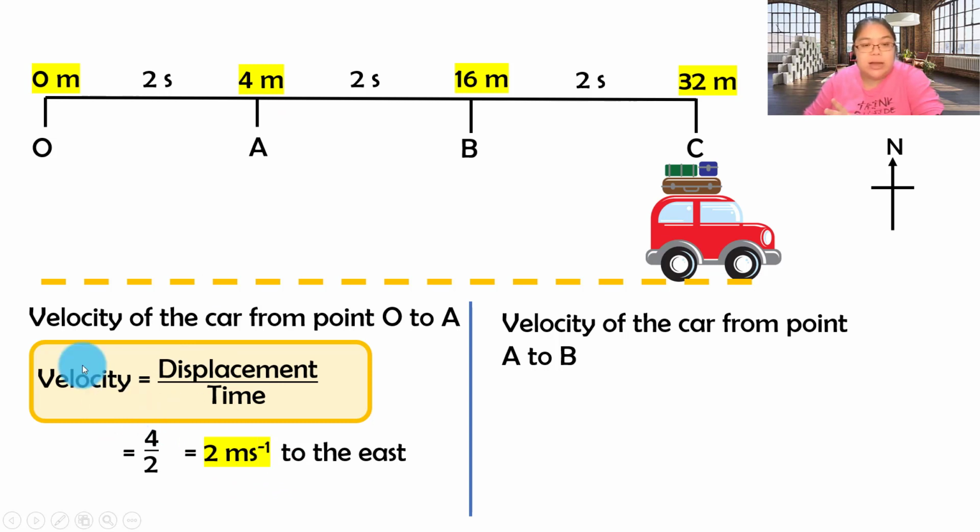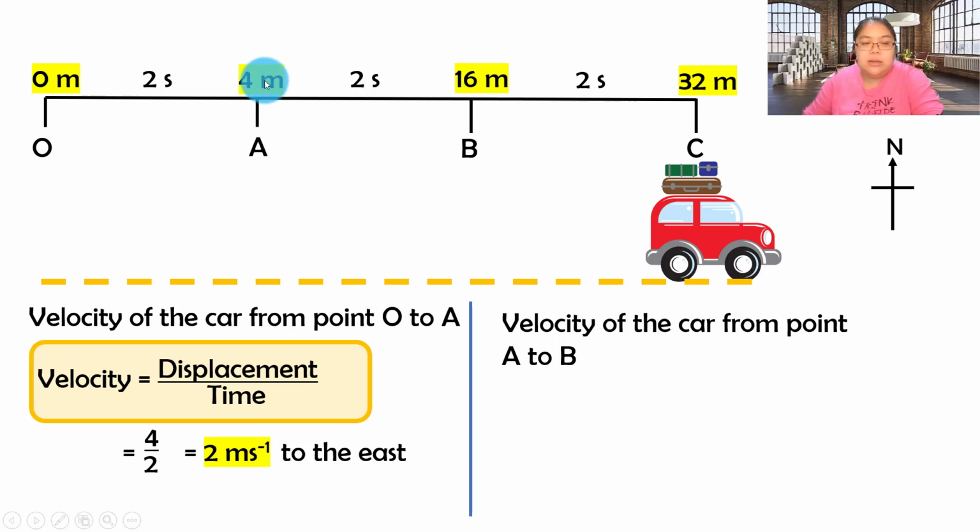You need to mention the direction. From here, the direction we see it, you go to the right hand side. So that's east. Okay, now we continue. Velocity of the car from A to B. A to B, so how long is A to B?